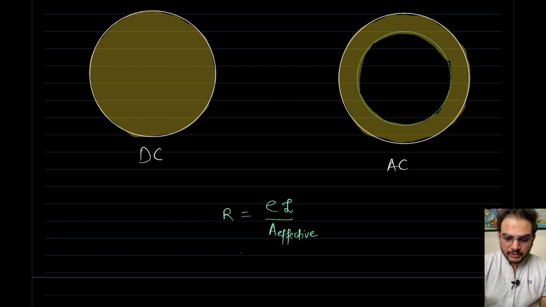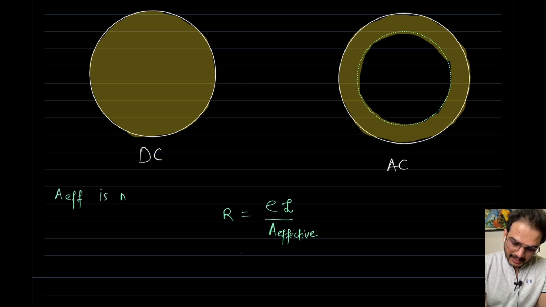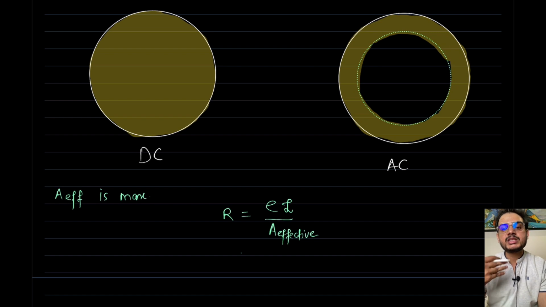In this, the effective area is this much. The whole conductor area is considered as effective area. So here effective area is maximum for DC system. A effective is maximum for the DC system, because there is no skin effect. But when we come across the AC system, this is considered as effective cross section area of the conductor through which my maximum current is flowing. So as compared to this area, this effective area is less.